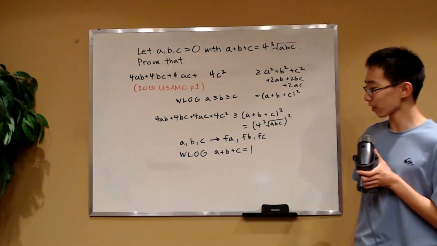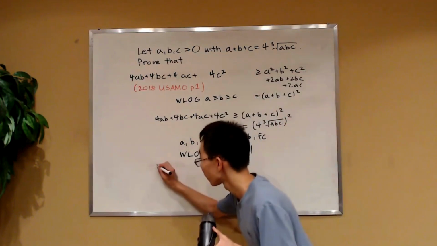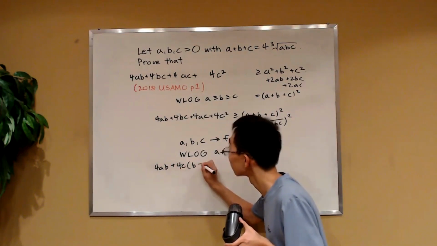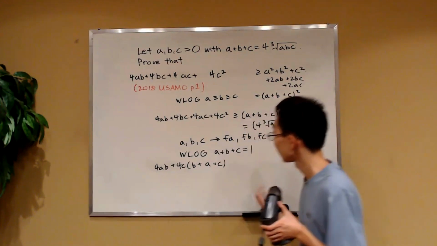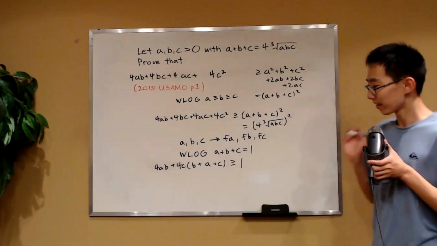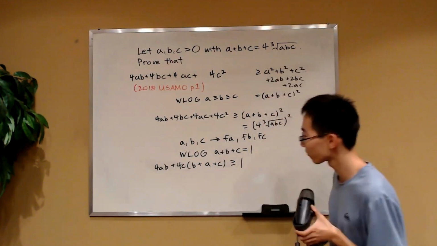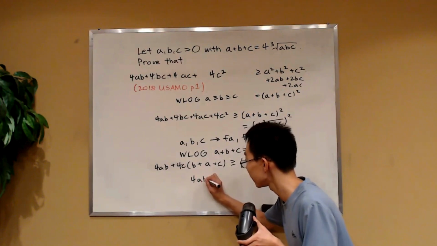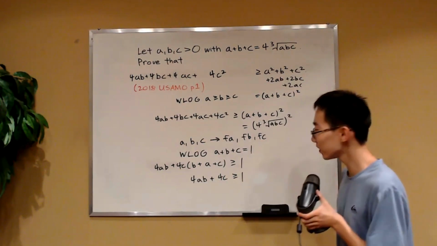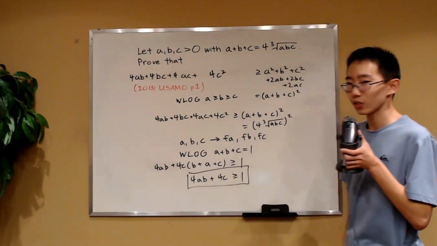Okay, where can we apply this? Well, notice that for this side, we can write it as 4ab plus 4c times (b plus a plus c), and then on this side, it would just be 1, right? And notice that this over here is just 1. So the inequality further becomes 4ab plus 4c is greater or equal to 1. So all we need to show is this very simple looking inequality. How do we do that?